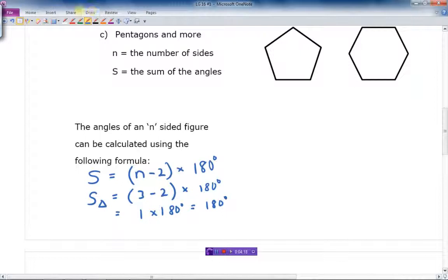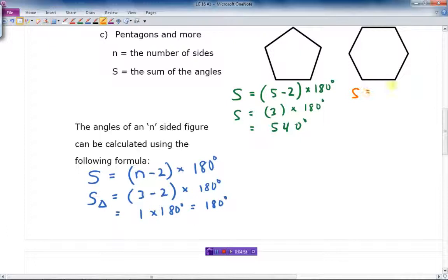Quickly do that. If I have a 5-sided figure, similar idea, except this is going to be 5 minus 2 times 180. In this case, I get S equals 3 times 180, which is going to give me 540 degrees. So this 5-sided figure adds up to 540.